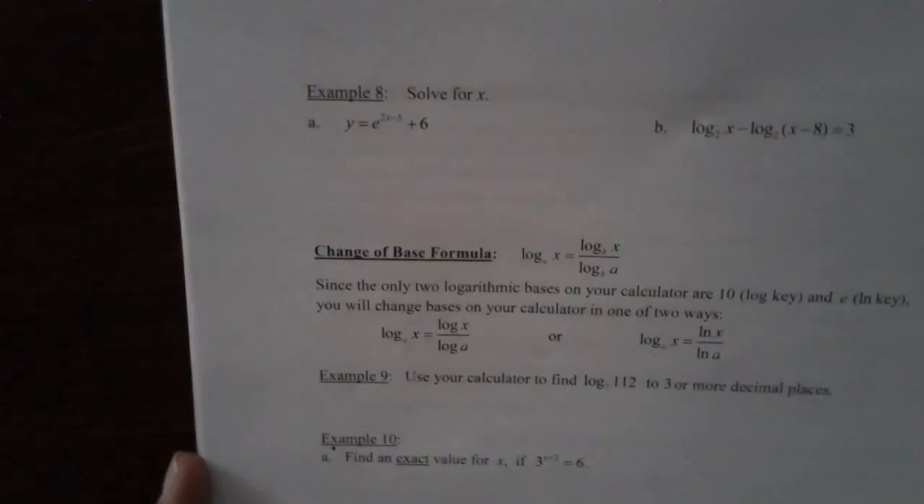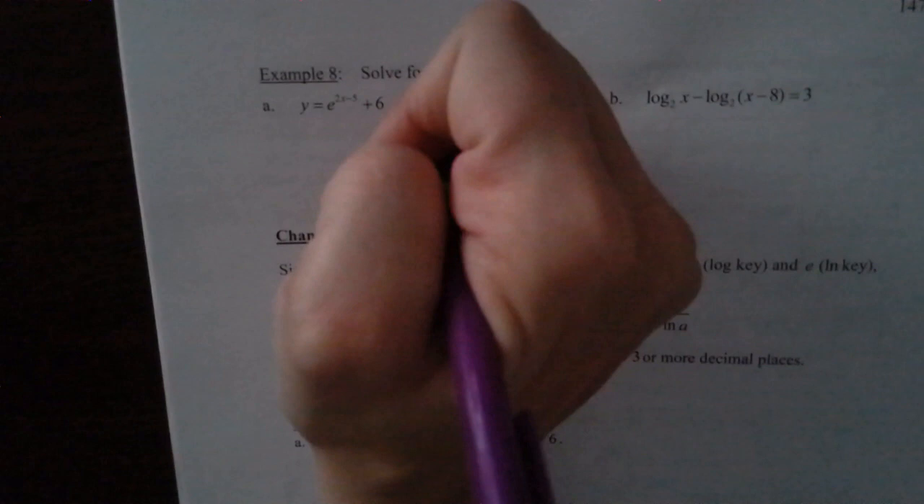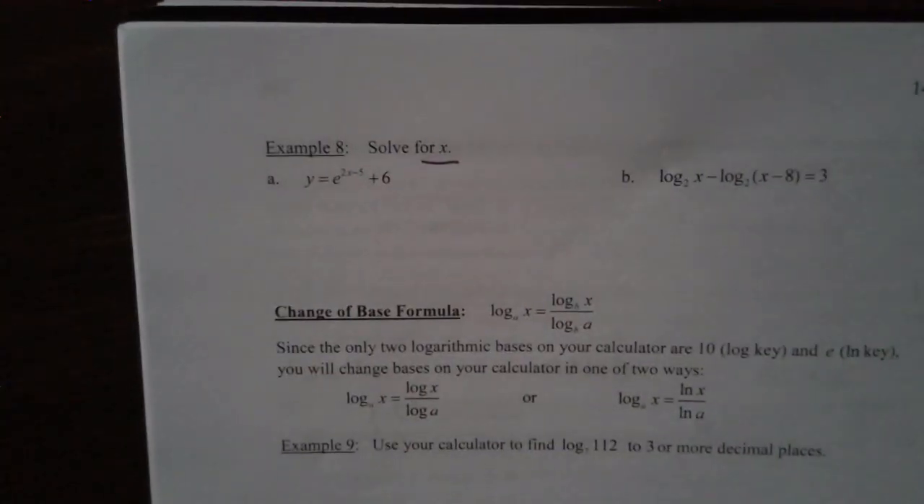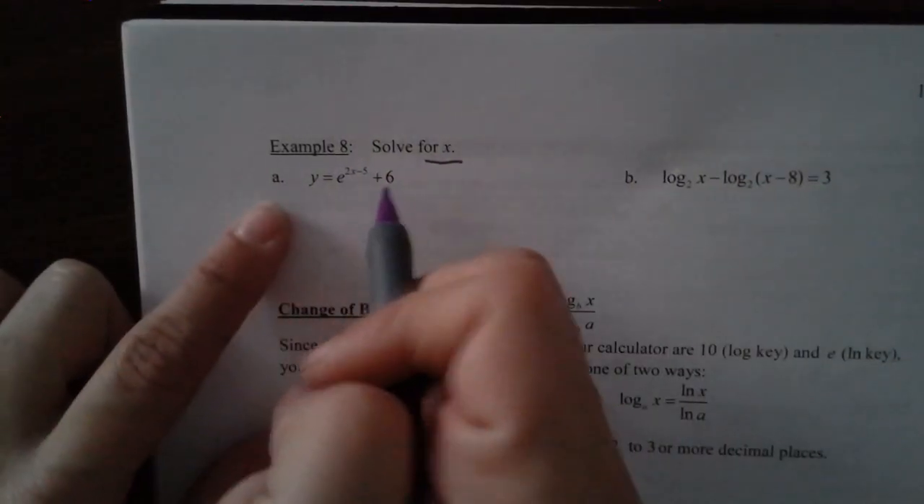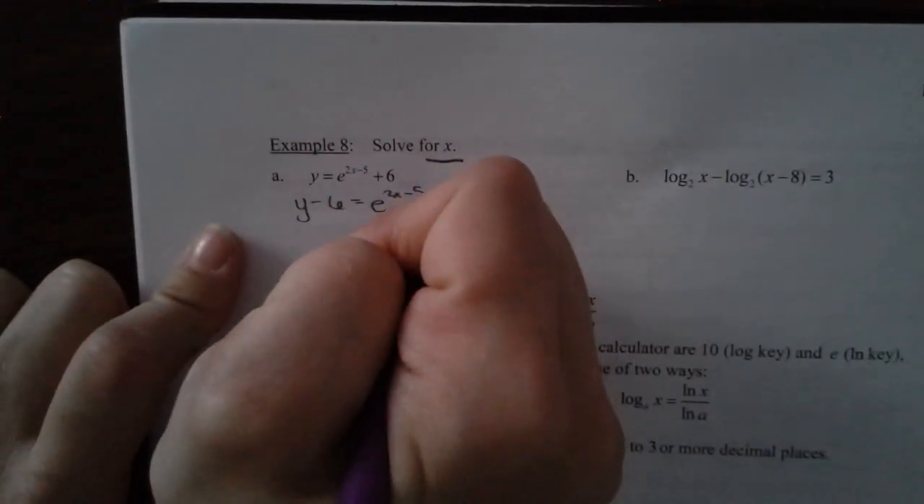Now let's do some solving. Don't forget, to get rid of something, you do the inverse. So we are going to try to get x by itself. The first thing we need to move over is that 6. So we're going to go y minus 6 equals e to the 2x minus 5.